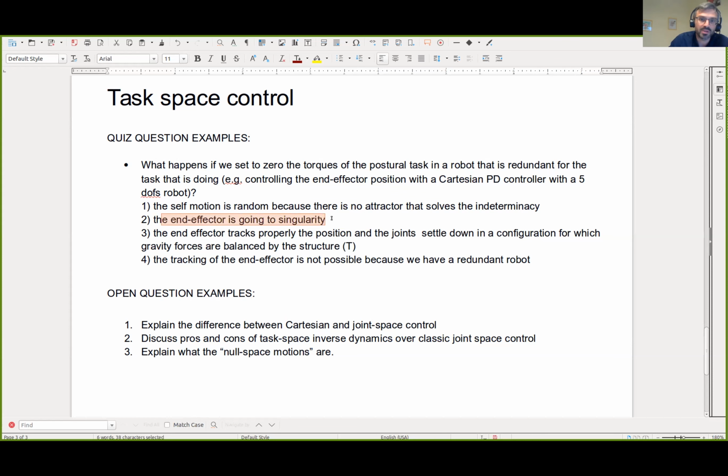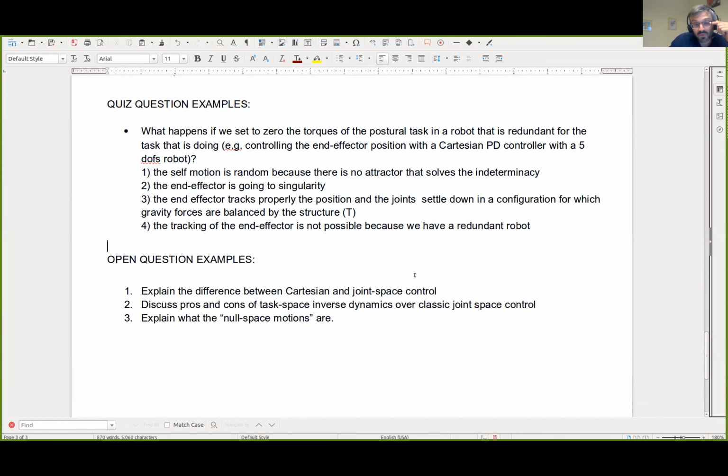This is not true, of course, because we are controlling the task. The tracking of the end effector is not possible because we have a redundant robot. Again, this is false. Other examples of open questions: explain the difference between Cartesian and joint space control. One is where we close the loop at the end effector, and the other is where we close it at the joint level. Discuss pros and cons of task-based inverse dynamics over classic joint space control.